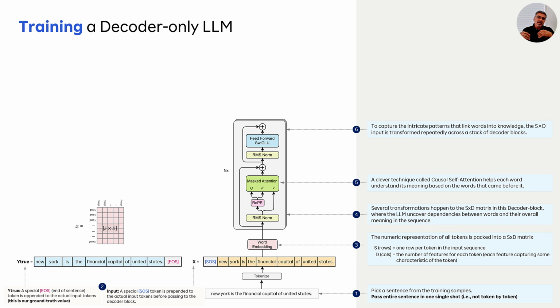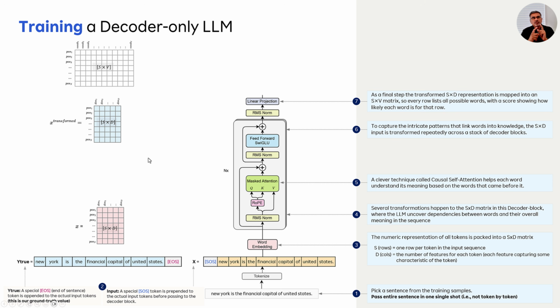Then, because language is very complicated, this block is stacked one on top of another, which means that the same S cross D matrix, while it's getting transformed, when it goes out from this block, is fed into a similar decoder block again, which has its own set of weights, and it keeps stacking again and again. That provides a more nuanced understanding to the transformer. So once all of that happens, you get a finally transformed input matrix. It's the same size: the input was S cross D, and at this point also it's S cross D.